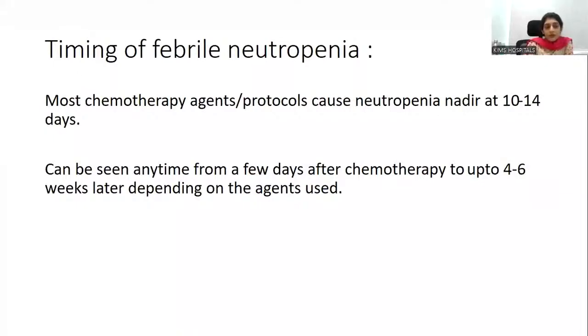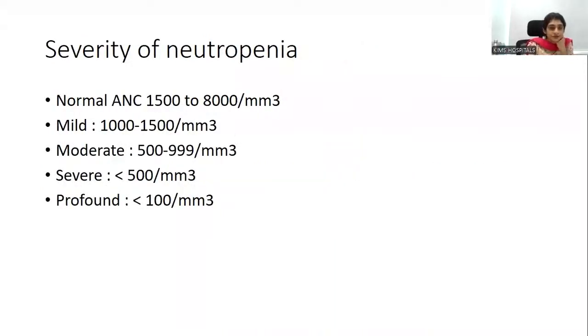Timing of febrile neutropenia. Most chemotherapy protocols cause neutropenia at 10 to 14 days. Generally, when you give chemotherapy, 10 to 14 days later is when you expect the counts to fall, and then neutropenia and then fever. So it can be seen anytime from a few days after chemotherapy to up to 4 to 6 weeks later, depending on the agents used. Some of them are quite myelosuppressive, especially AML regimens, and you can wait 28 to 33 days sometimes for the neutrophils to improve.